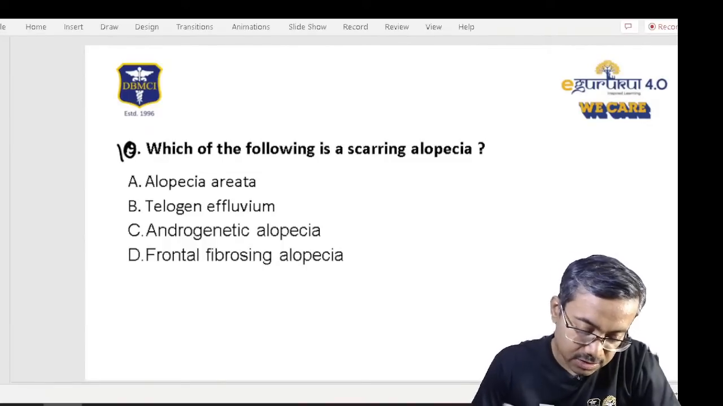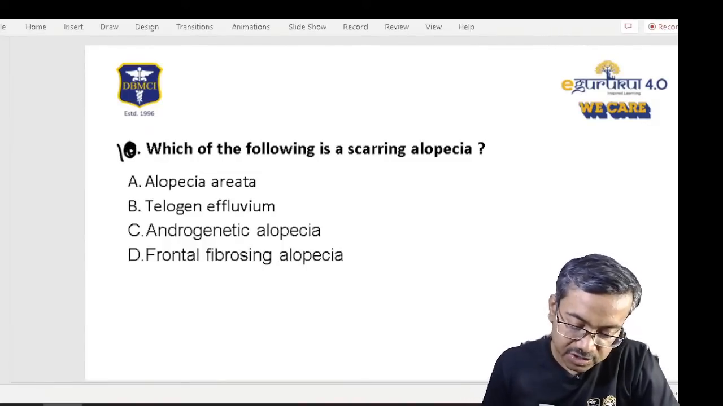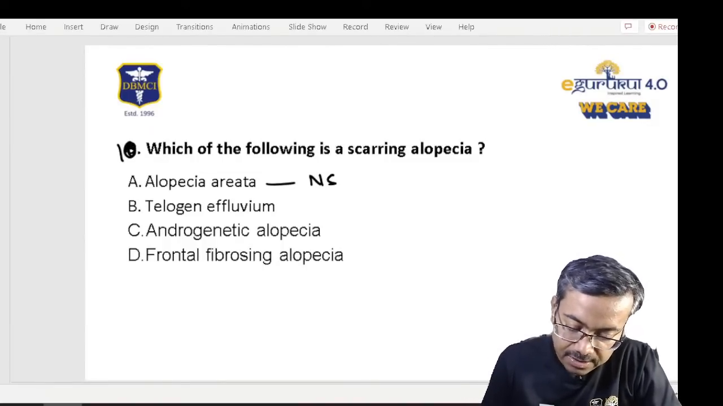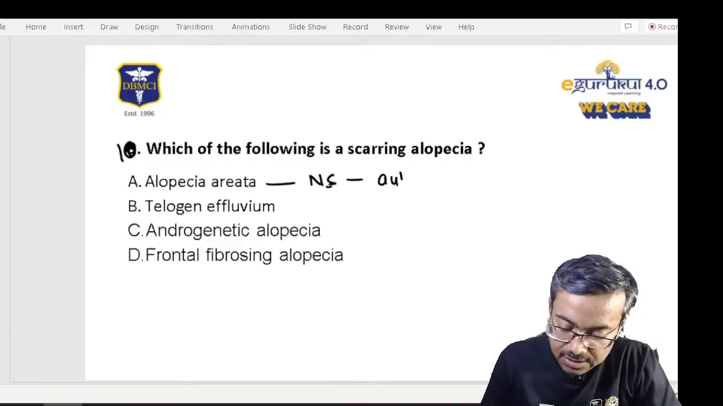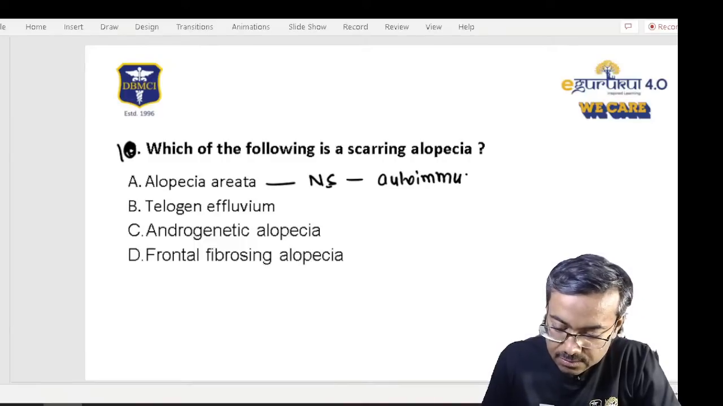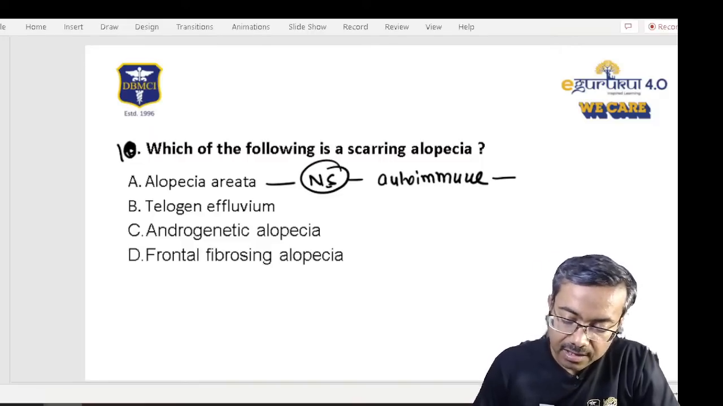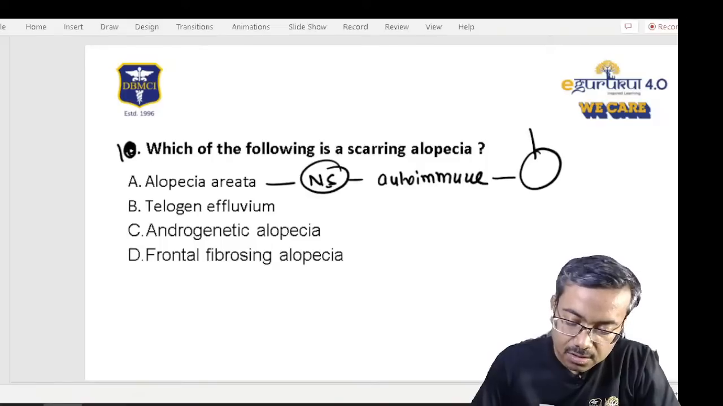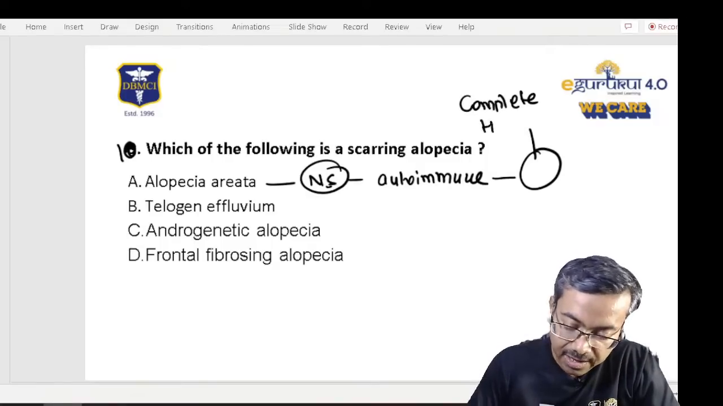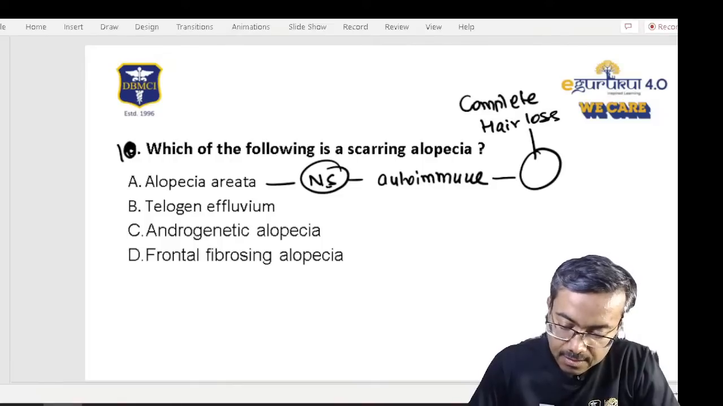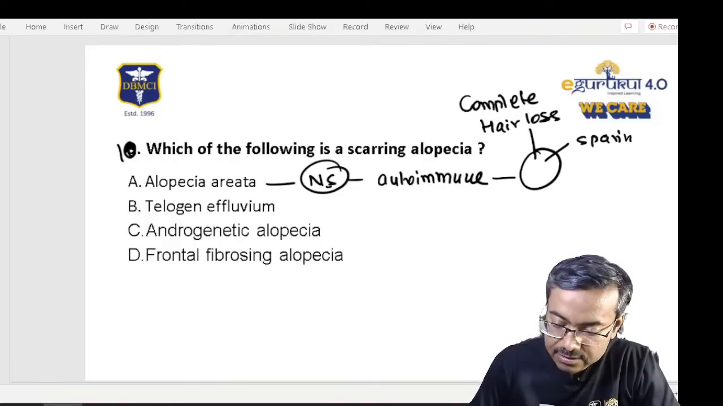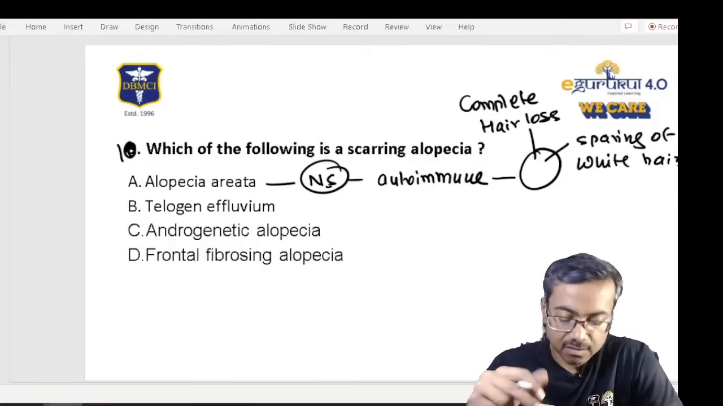Now the 10th question: which of the following is a scarring alopecia? Remember, NS means non-scarring. Alopecia areata is an autoimmune disease. Typically, it will be a small patch of complete hair loss, and I'm giving you these important words: complete hair loss, sparing of the white hairs in the patch.